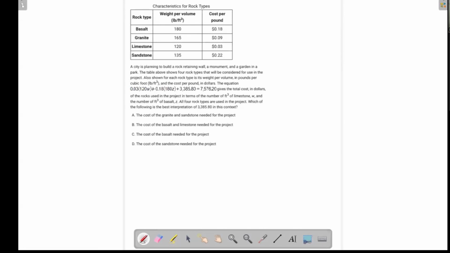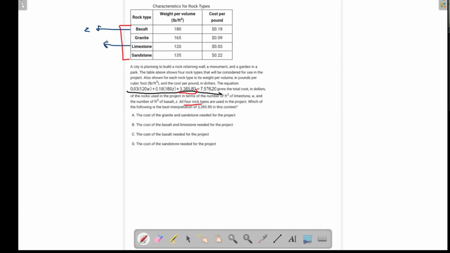All right, so from this question, we're given this equation, and the main thing we're focusing on is this 3,000 value right here. What we need to know from the question is it says that all 4 rock types are used, meaning basalt, granite, limestone, and sandstone are all used. And it tells us that Z is going to represent the basalt. So that's going to be Z. And then it tells us that W is going to be the limestone.